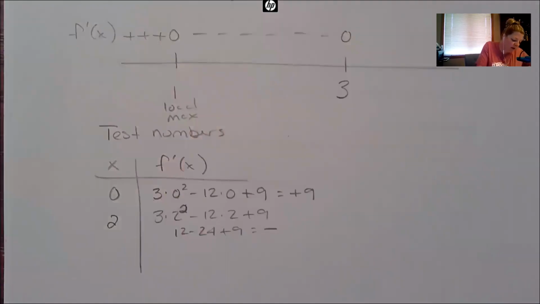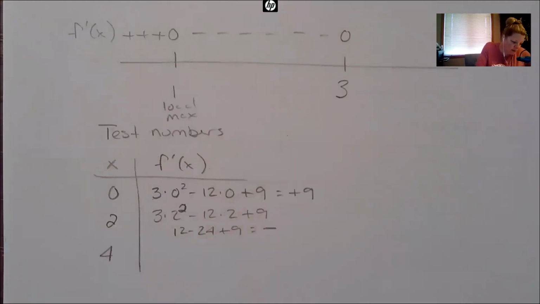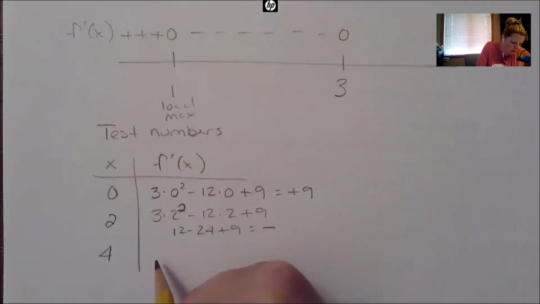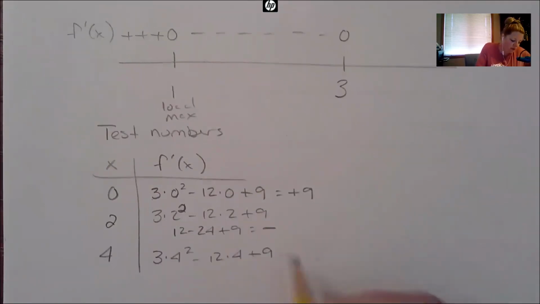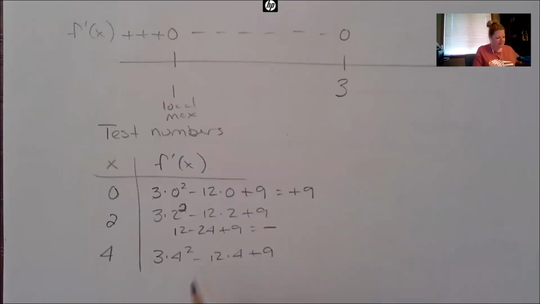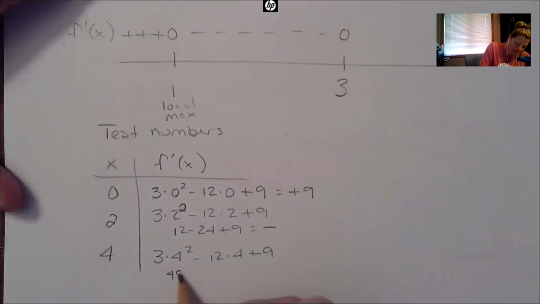Last spot, we got to go maybe at the number 4 because it's above 3. So let's put in a 4. So we would have 3 times 4 squared minus 12 times 4 plus 9. 4 squared is 16. 3 times 16 is what? 48. Minus 48 plus 9. I can see that's going to get me a positive.